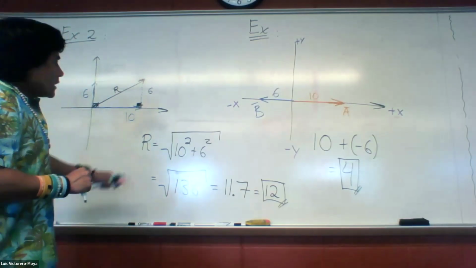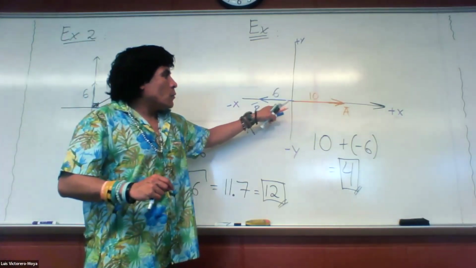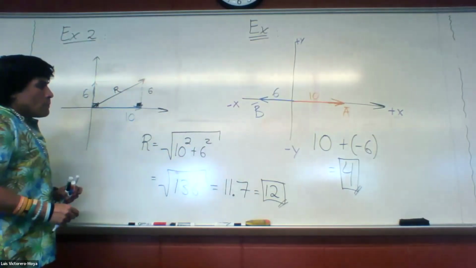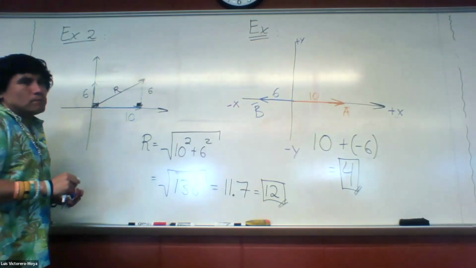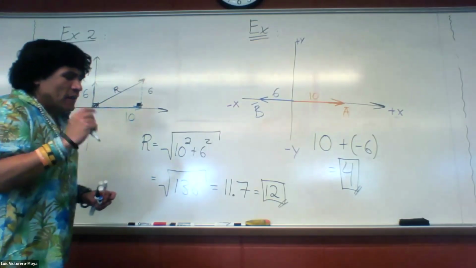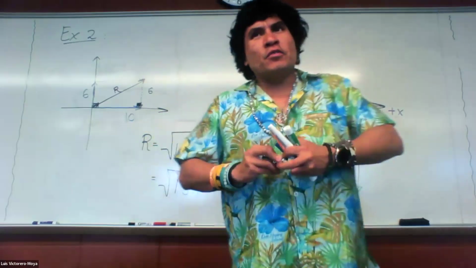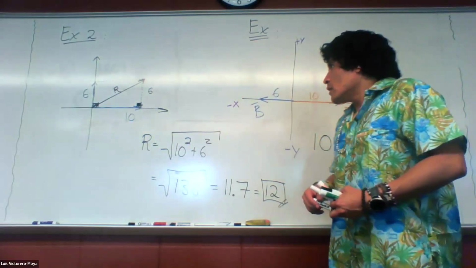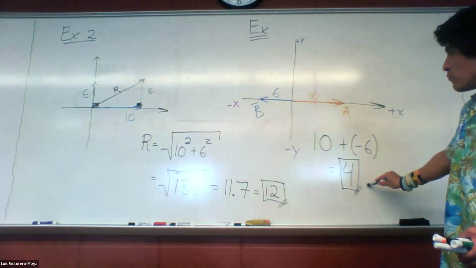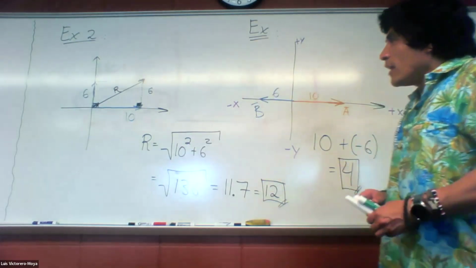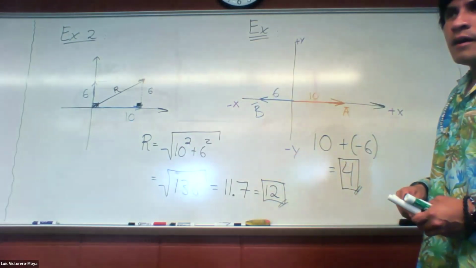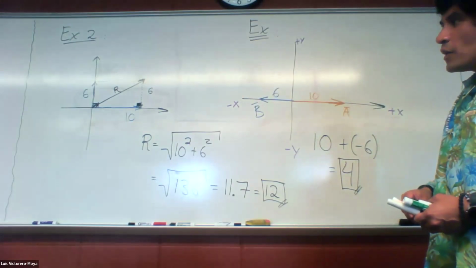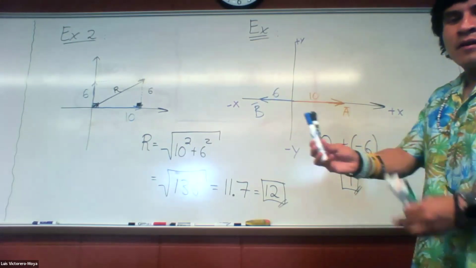Now, the difference is that here it was kind of direct. Here you have to use this method because of the angle in between. All right. And there's a question in the assignment where they ask you to find the maximum sum between two vectors. So here you got 4. Here you got 12. What's another situation where you can add these vectors? The other situation is if both of them are on the same direction.